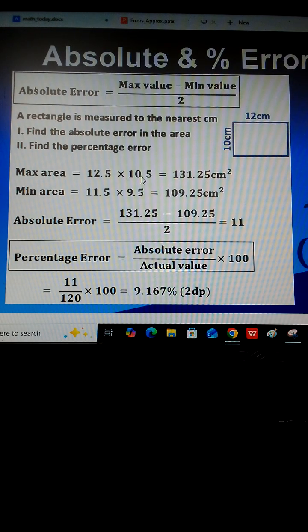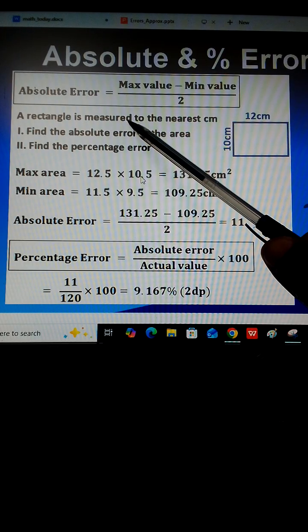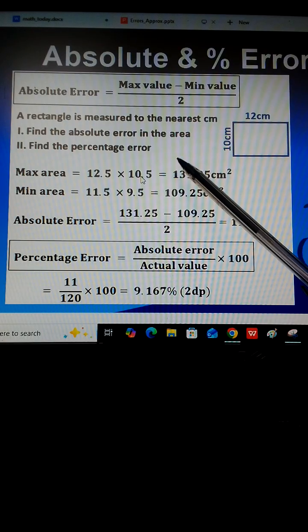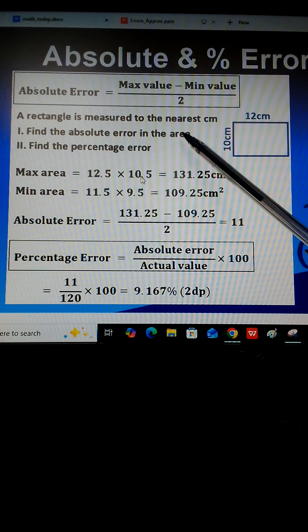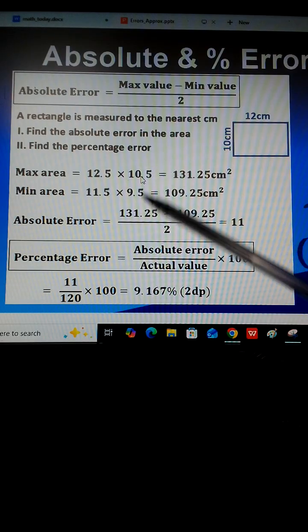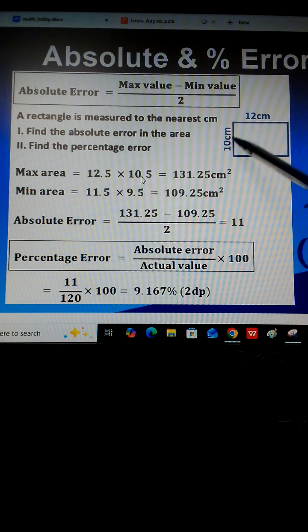Let's look at an example. A rectangle is measured to the nearest centimeter. Find the absolute error in the area. Find also the percentage error. So this is the rectangle, whose length is 12 centimeters and width is 10 centimeters.